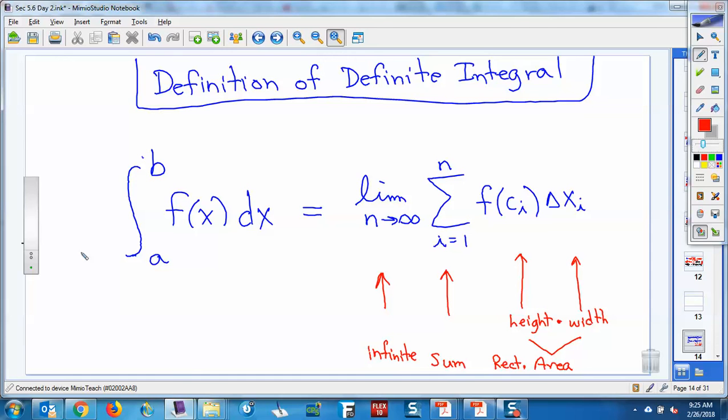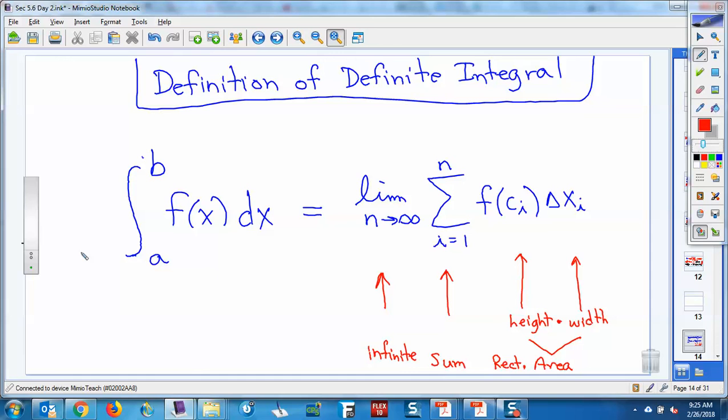The height of the rectangle. Sometimes c sub i will be our left edge, sometimes c sub i would be our right, and sometimes c sub i would be our midpoint. But it wouldn't have to be those three. We could pick it anywhere. What happens to the width of the rectangle if you have an infinite number of them? The width would actually disappear. We could pick any point in the subinterval, and that's why your integral just really has no value.